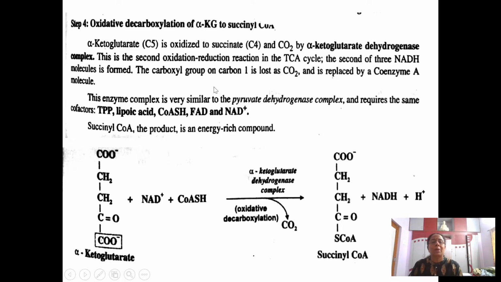Okay. So, the carboxyl group is lost as CO2 and is replaced by what? Coenzyme A. Replaced by coenzyme A. So, this is lost, replaced by what? Coenzyme A. What happens to NAD plus? NAD plus is getting reduced to NADH and H plus. A second NADH molecule is produced in the TCA cycle. Okay. So, what is happening in step 4? That is, alpha ketoglutarate is converted into succinyl-CoA.